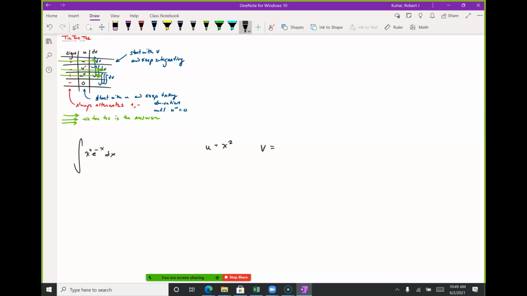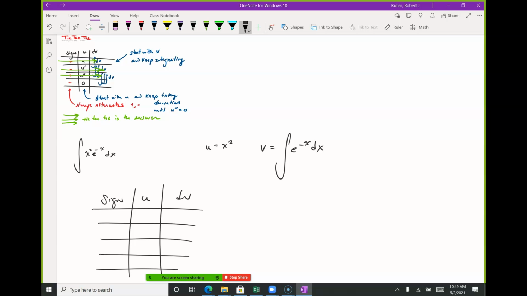And I know v is the integral of e to the minus x dx, right? So here we go. I have a sign, I have u, I have dv. And if you look this method up on the web, other people do it different ways. This is just the way that I've gotten myself to think it's a little bit easier. So I start with u is x squared and then derivatives until I get to 0. And then dv, I've got to integrate this to get v, right? That's minus e to the minus x.